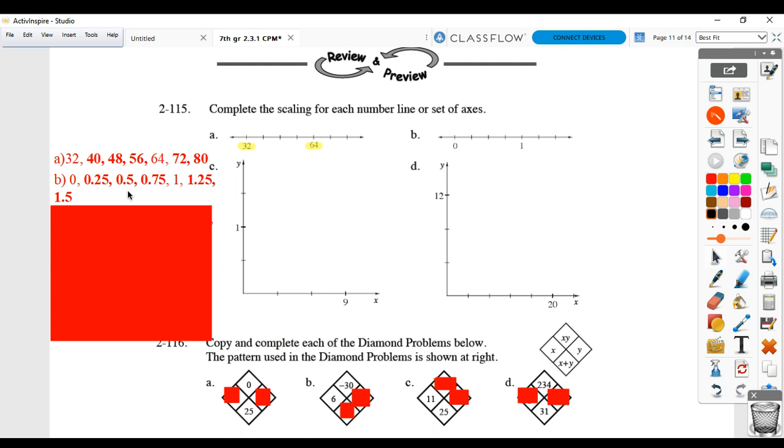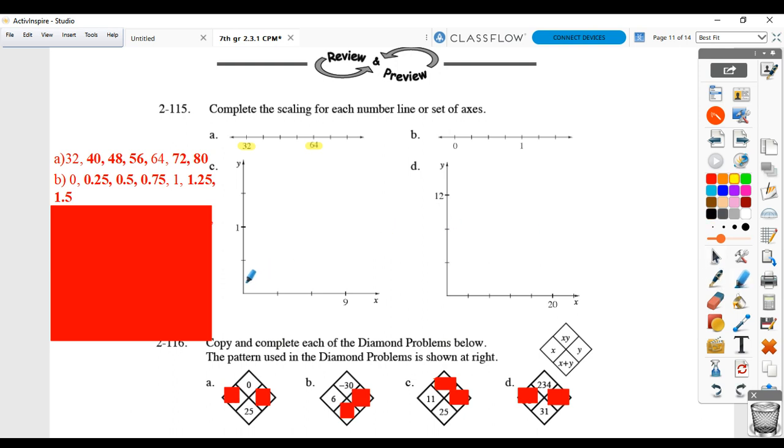Then 1/2 or 0.5, 5/10. Then 3/4 or 75 hundredths, 0.75. 1 was given. 1.25, 1 and 25 hundredths, or 1 and 1/4. And 1.5, or 1 and 5/10.